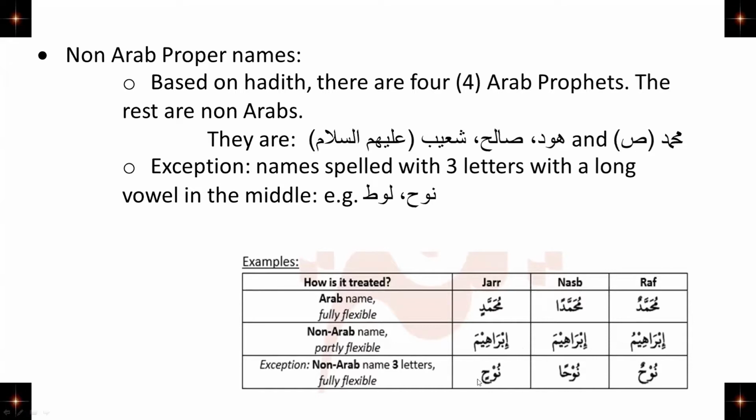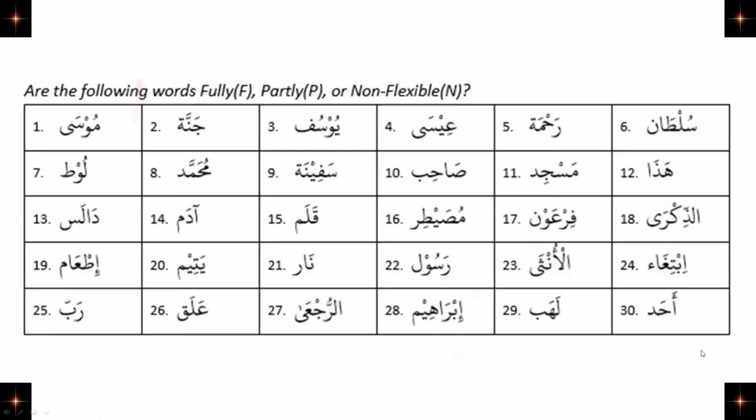Nuhun, Nuhan, Nuhin. Why is it fully flexible, even though it's a non-Arab name? Because it has 3 letters, right? So this is the rule. Take it as a very important bit for the day. We have about 3 minutes to go. Let's do a small exercise. Take your fingers, sharpen them, and answer these questions very quickly before we leave, okay? I will say them only once.